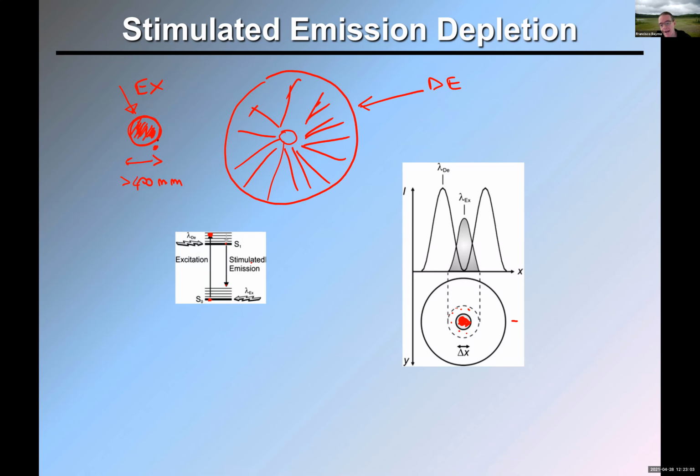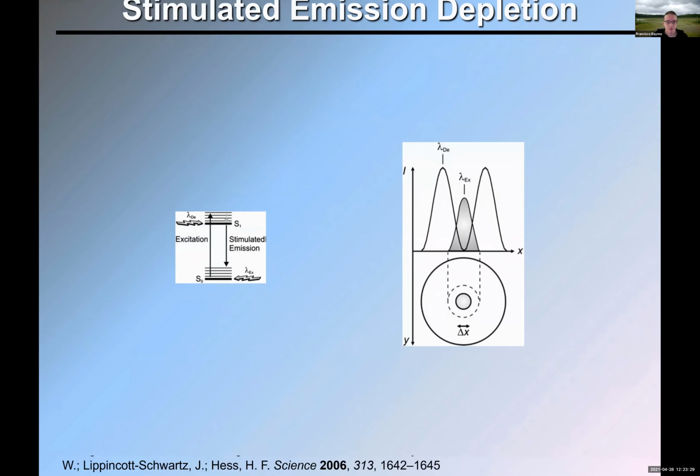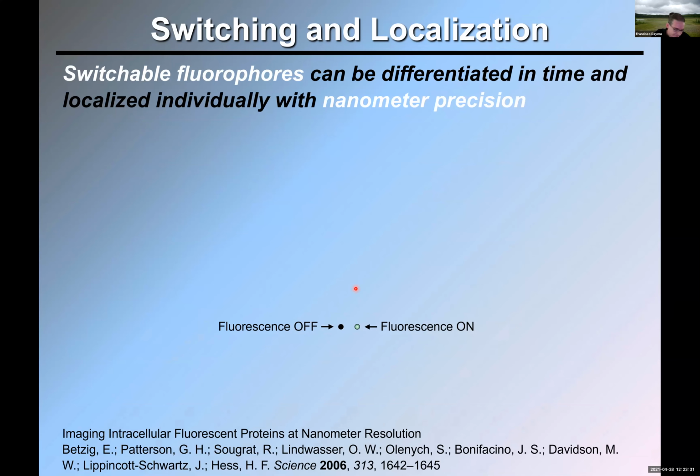And then by scanning these two overlapping beams across the sample, like in a conventional confocal laser scanning microscope, one can acquire a fluorescence image that has a much better resolution because the size of the fluorescence spot is much smaller. Okay. Now I'm going to show you what Betzig did instead.